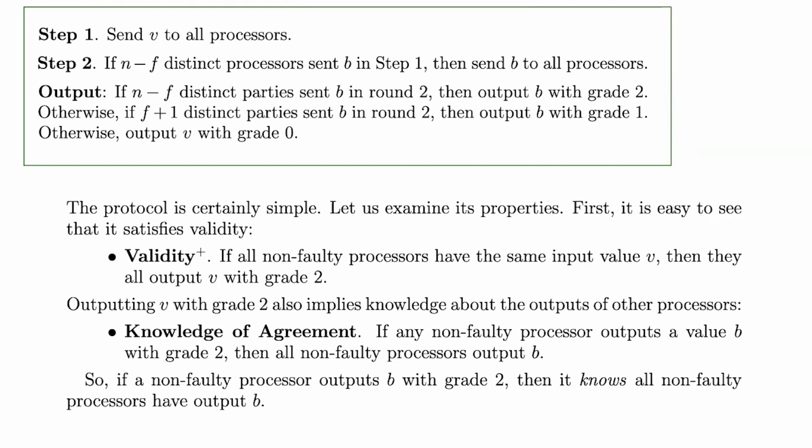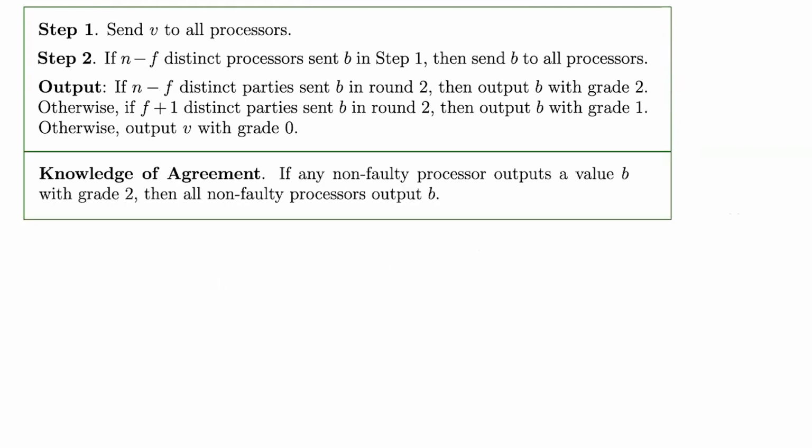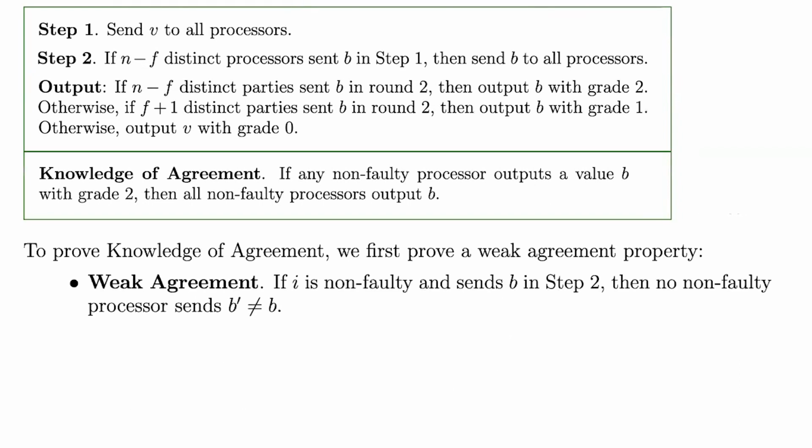Next, what we want to do is prove this knowledge of agreement property. I've just written it up there. It's a very simple proof. We'll just do it in two very small steps. First of all, we're going to prove a weak agreement property. So here it is.